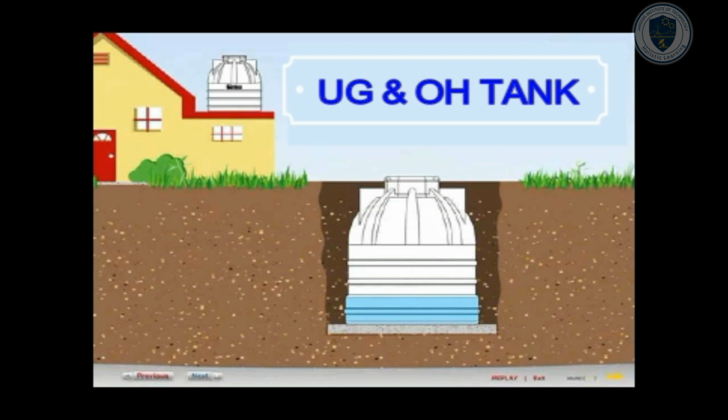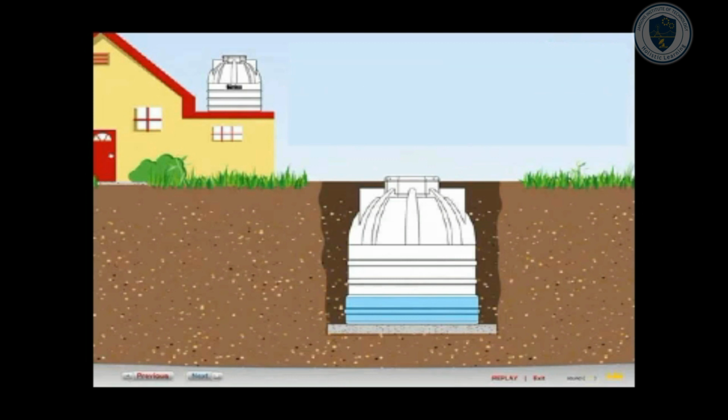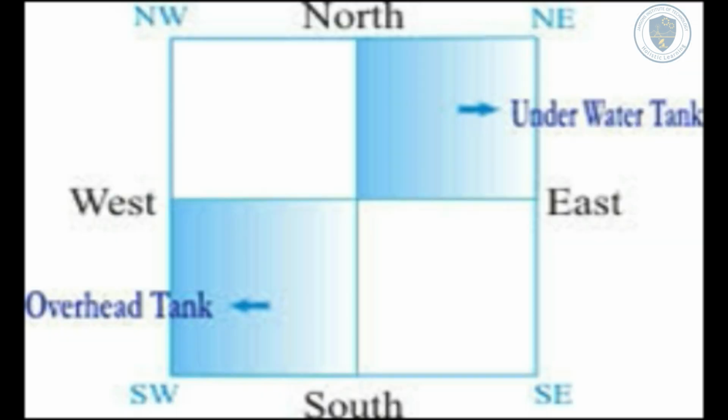Underground and overhead water tanks. Provide an underground water tank or boring well in the north or northeast zone to achieve reduction in matter and loading in the geomagnetically stable and balanced northeast zone. Thus the capacity of the northeast zone to act as the source of all positive energies is substantially increased.